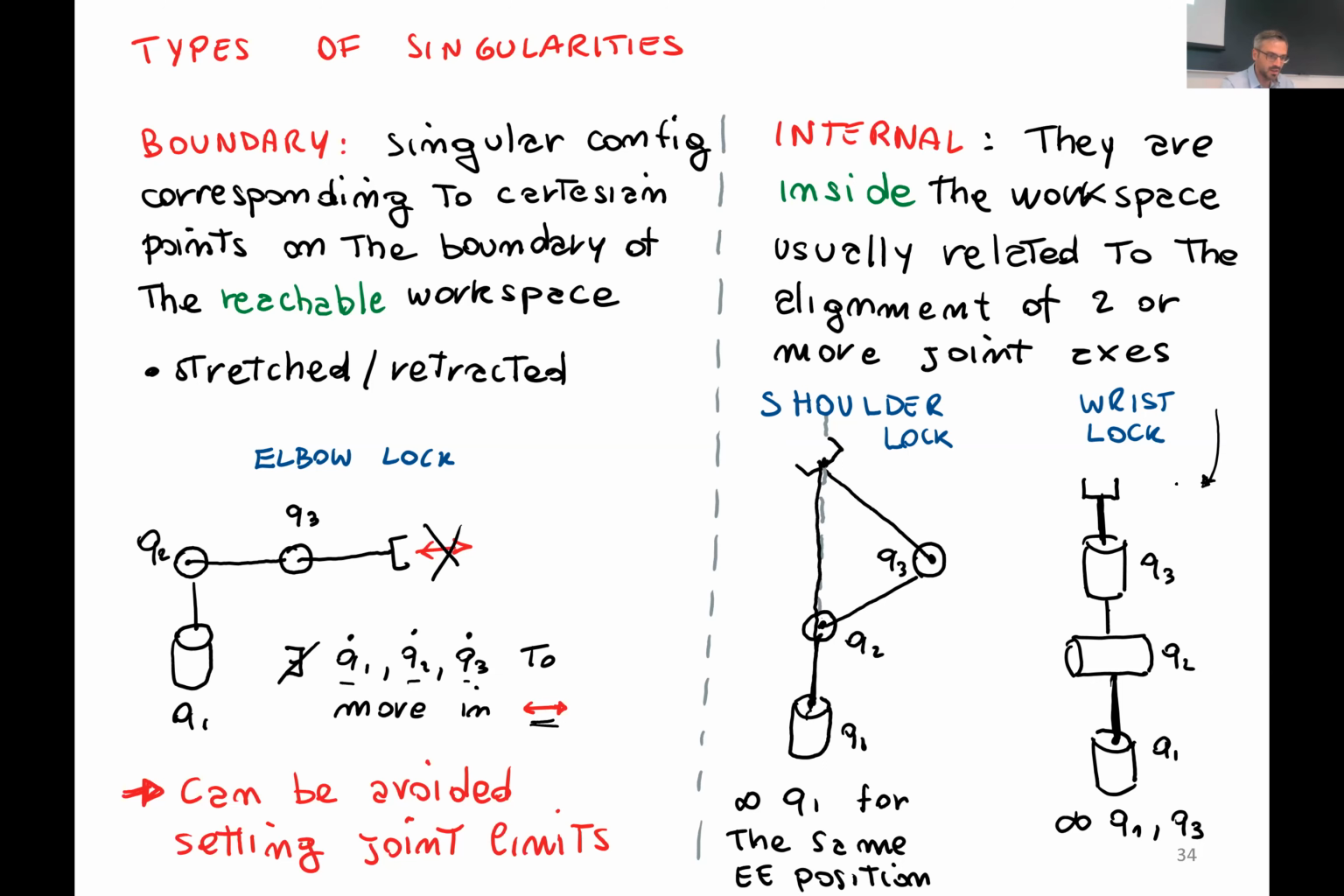So in this case, we saw that in the case of Euler angles, when we have 2 axes aligned, it's the same situation. We have infinite q1 and q3 positions that correspond to the same end effector position. So we have infinite solutions in inverse kinematics. But let's concentrate on this one.